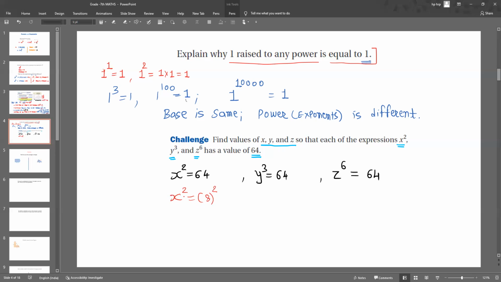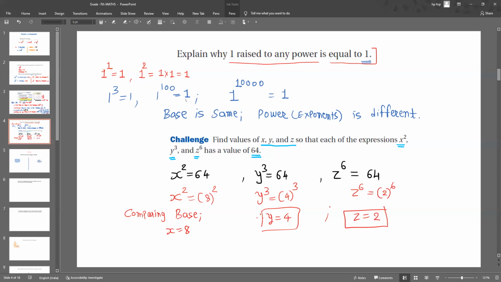Now the powers are the same, so we compare their bases because the powers are equal. Comparing bases, we get x is equal to 8. Correct. Similarly, y cube: which number cubed gives 64? We can take 4 cube, and comparing bases, we get y is equal to 4. And similarly, z raised to 6 is equal to 64, so 2 raised to 6, so we get z is equal to 2. Correct.